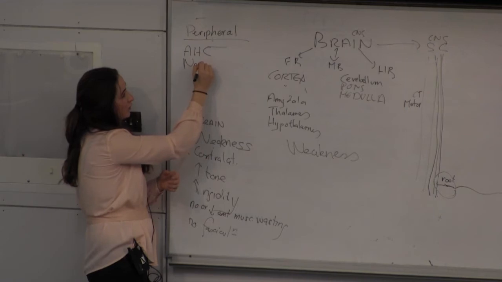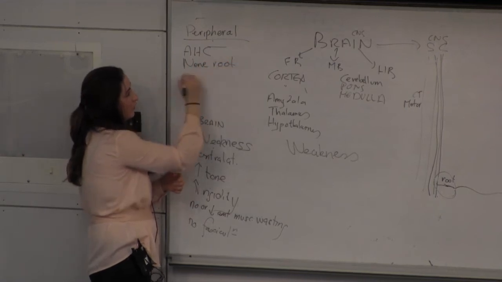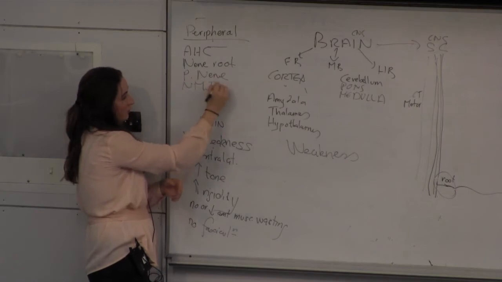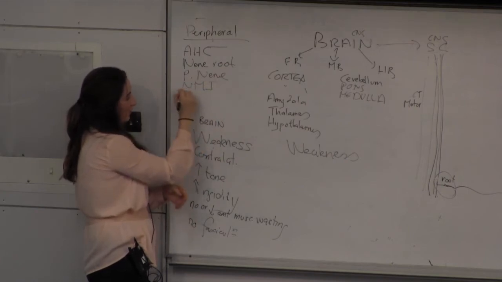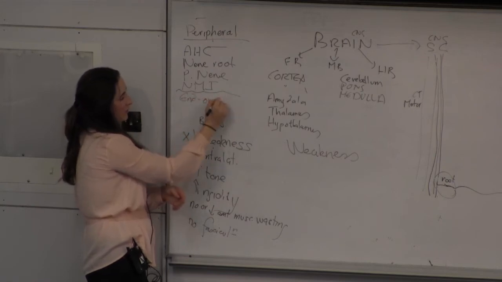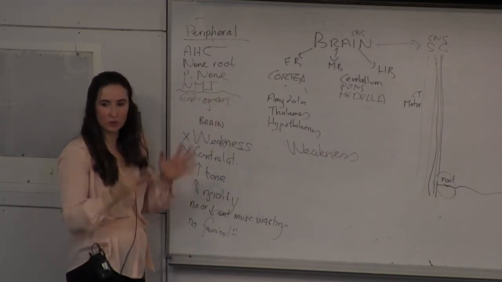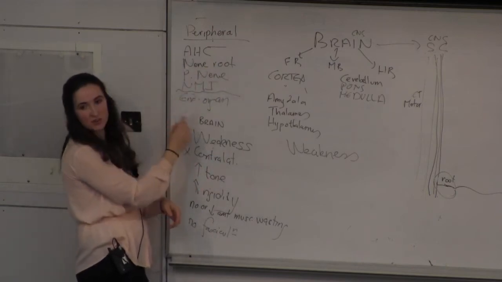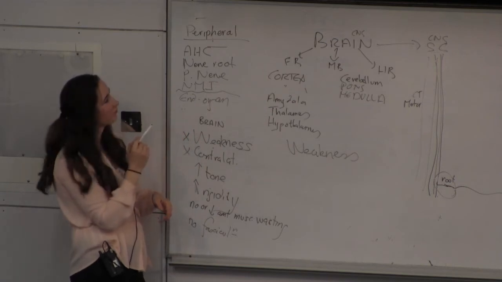The nerve root. The peripheral nerve. The neuromuscular junction. And then you can put a line through this because the end organ may be involved. For example, you can have neuromuscular diseases where you have both peripheral neurological problems and muscular problems as well with the end organ. Okay?